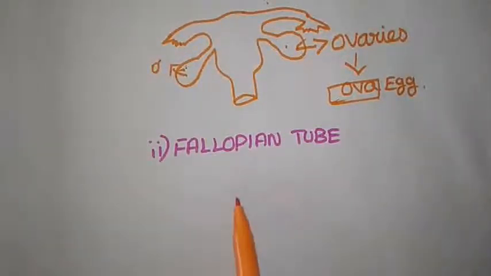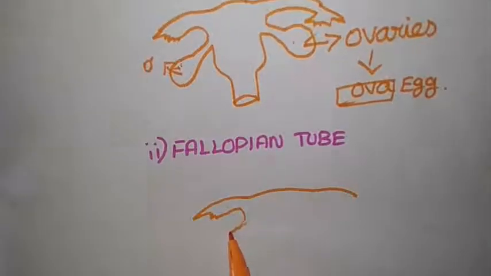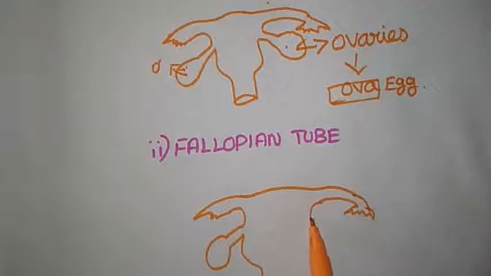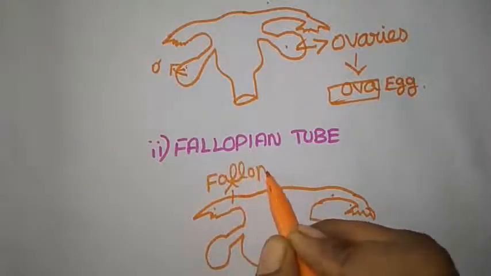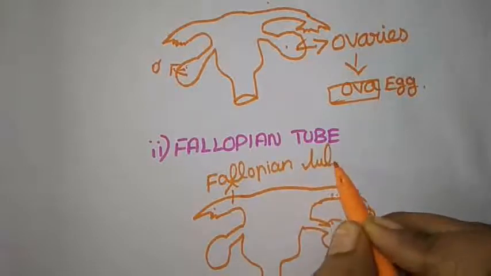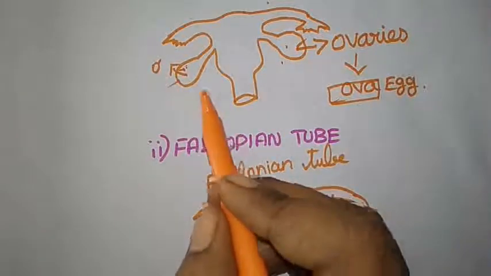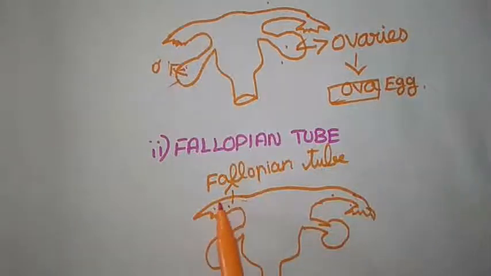So see here, this is the structure of the ovary. On both sides they have tube-like structures. So this is the fallopian tube. Right, what happens here? The ovum develops, ruptures the ovary wall, is released and reaches the fallopian tube. So this is the fallopian tube.